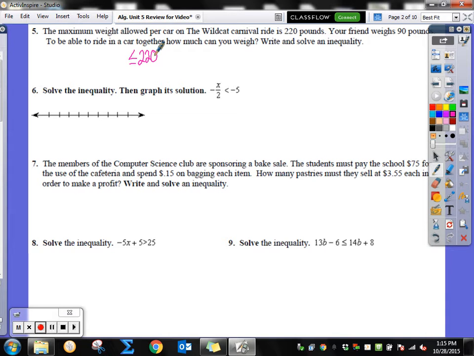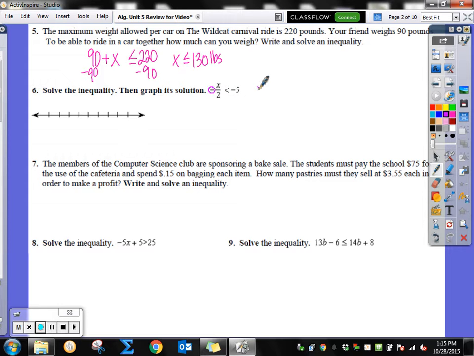And if your friend weighs 90 and you want to add yourself, so I'm just going to call you x, then we can solve that inequality. So if we subtract 90 from both sides, x needs to be less than or equal to 130 pounds.